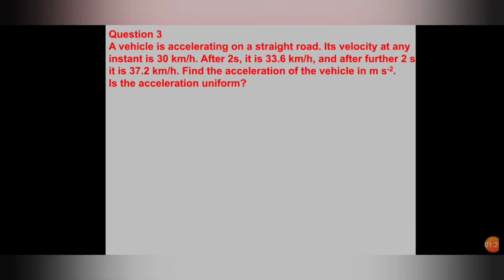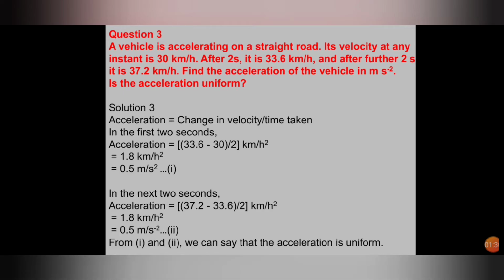We come to question number 3. A vehicle is accelerating on a straight road, and its velocity at any instant is 30 kilometers per hour. So we know that acceleration is change of velocity upon time, that is v minus u upon t. Both the velocities which they have given are after 2 seconds, so I am taking 33.6 kilometers per hour minus 30 kilometers per hour, and I am dividing it by 2 because the difference is 2 seconds.